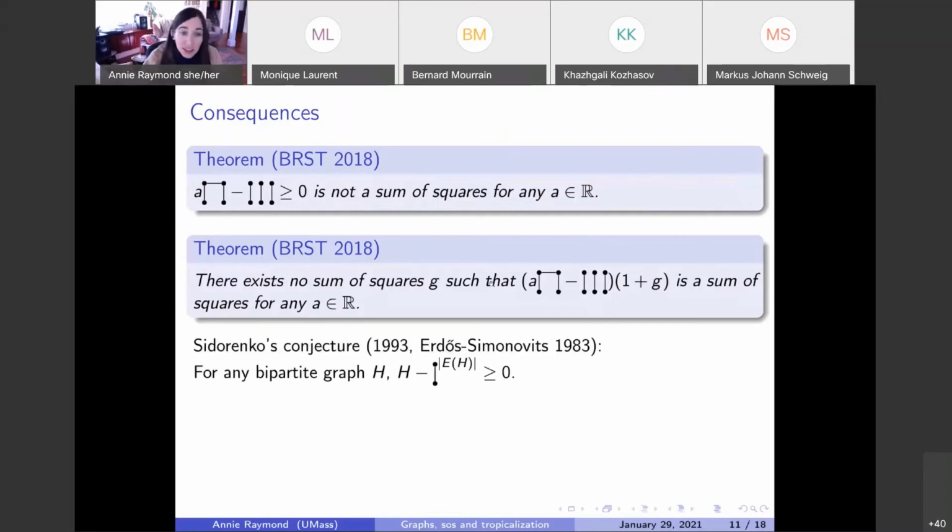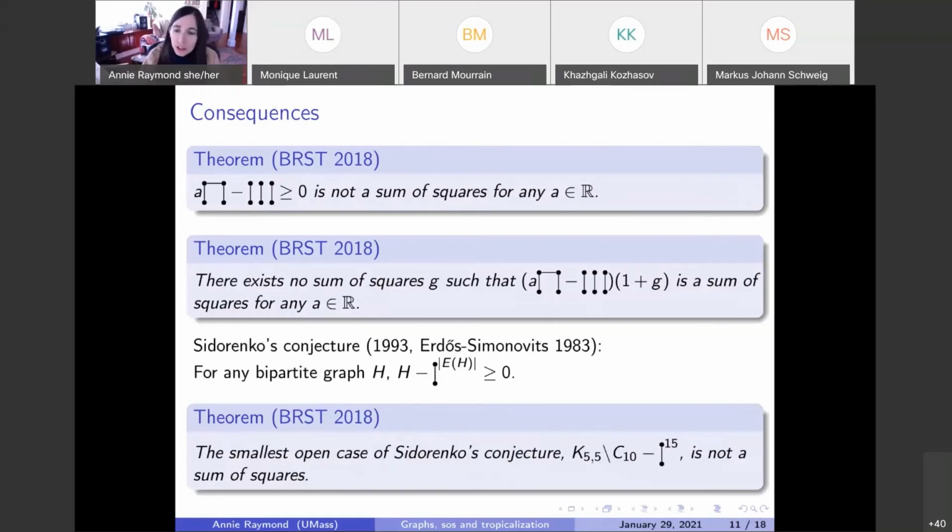And so this ties into Sidorenko's conjecture, which is a big conjecture in extremal graph theory, which says that for any bipartite graph H, the homomorphism density of H minus the edge density to the number of edges in H is greater or equal to 0, right? So actually, this polynomial is part of it for when H is a path of length 3. That's an example of it, which we do know is non-negative. But in general, for bipartite graphs, we don't know that this holds.